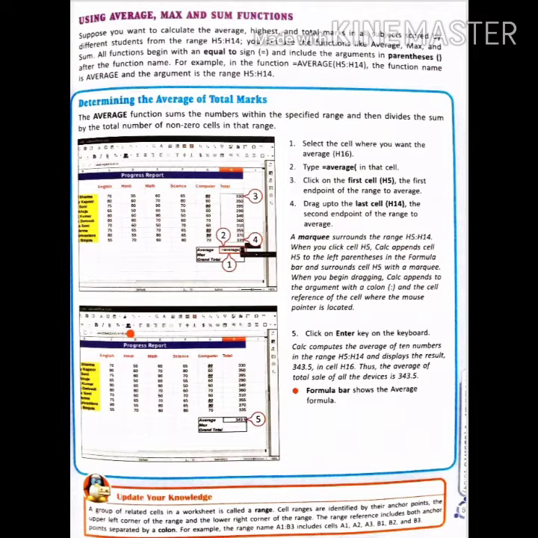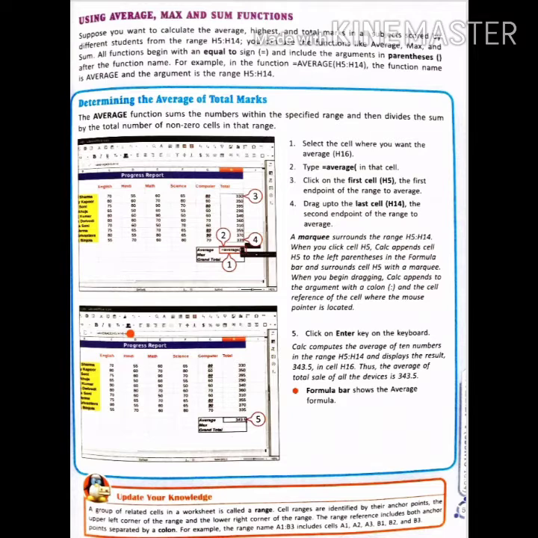A marquee surrounds the range H5 to H14. When you click cell H5, Calc appends cell H5 to the left parenthesis in the formula bar and surrounds cell H5 with a marquee. When you begin dragging, Calc appends to the argument a colon and the cell reference of the cell where the mouse pointer is located. Fifth, press the Enter key on the keyboard.